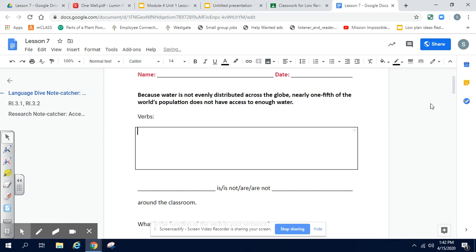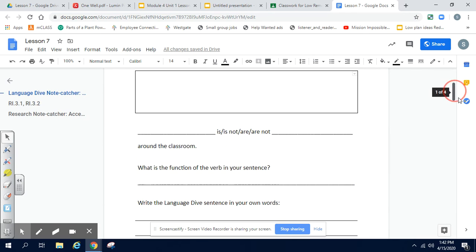Then you're going to come down here. I gave the directions in the language dive video for how to fill out this sentence. So you're going to need a noun right here, okay? Is not, are, or are not. You're going to circle the one, okay? So we talked about using the noun. My example was desks are, so I would circle are. Then I used the past tense verb positioned around the classroom.